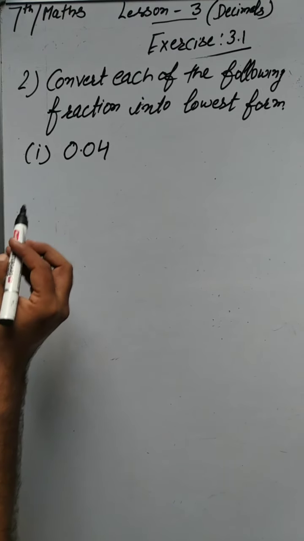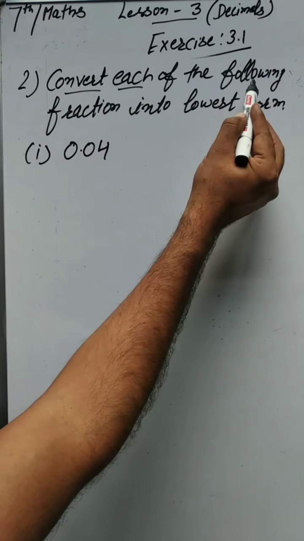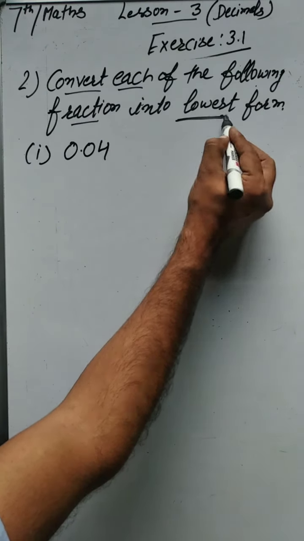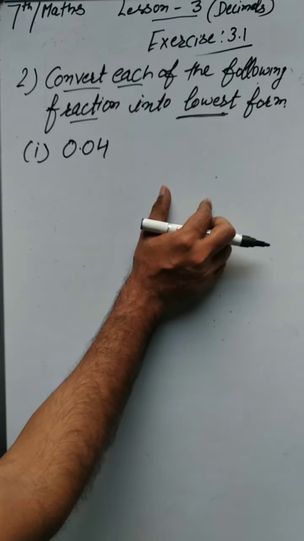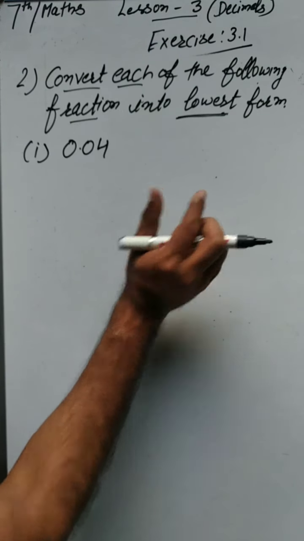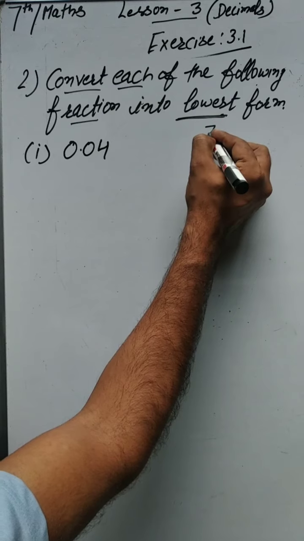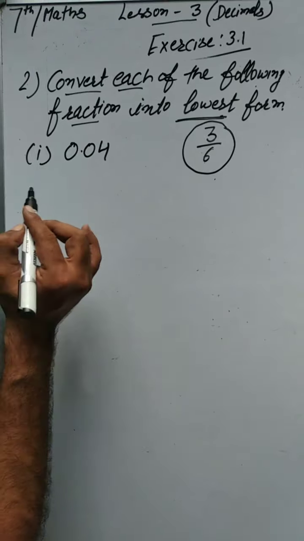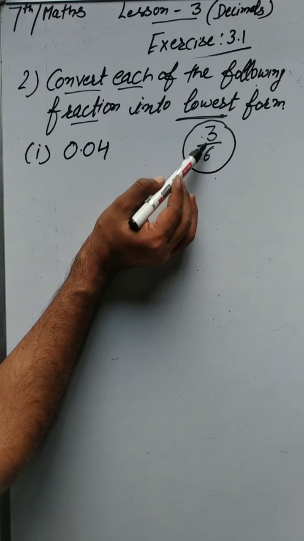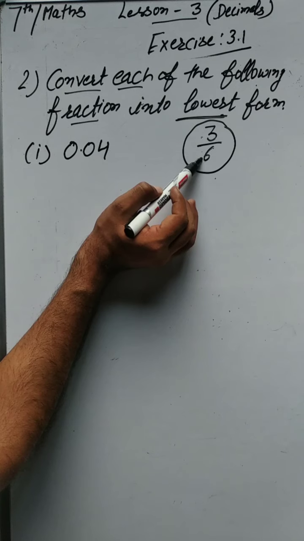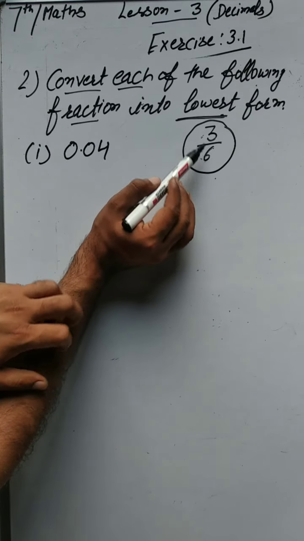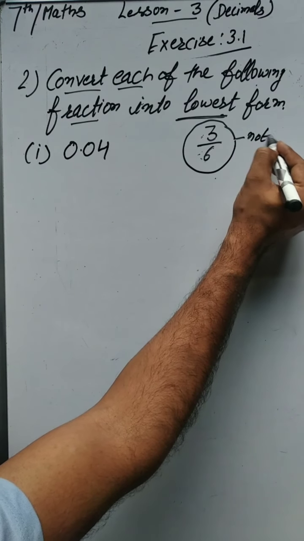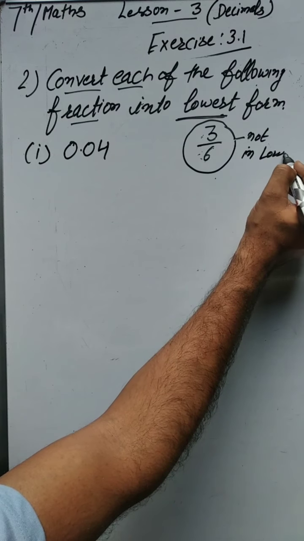Yes beta, your second question is: convert each of the following fractions into lowest form. Lowest form means beta, there should be nothing common between the denominator and numerator of the fraction. For example, I have a fraction 3/6. This is not in the lowest form because between numerator and denominator, 2 is common. Understood beta? Sorry, 3 is common. 6 is in the table of 3. So this is not in lowest form.